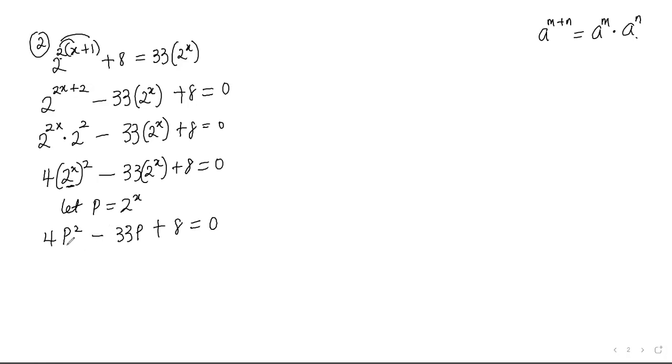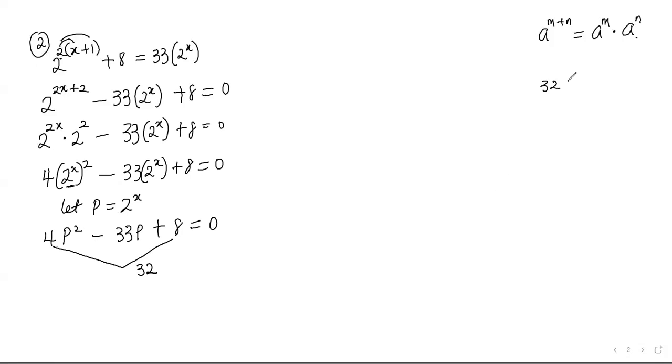Now, the next thing you want to look out for, you want to multiply 4 and 8, right? 4 times 8 will give us what? 4 times 8 will give us 32, isn't it? 32. So you're looking for two numbers. When you multiply them, you get 32, and when you add them, you get minus 33. Let us look for it.